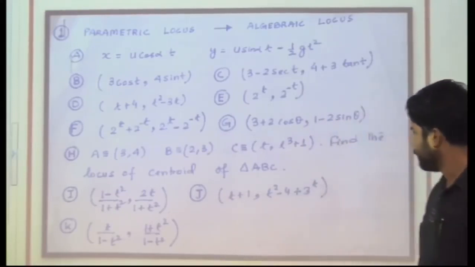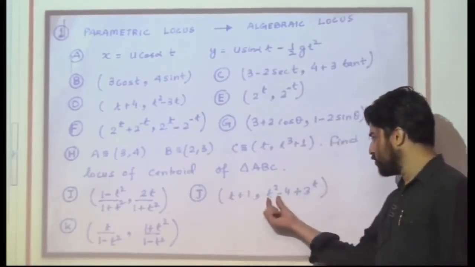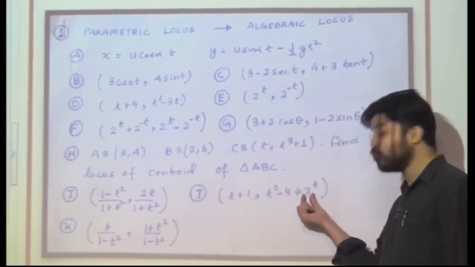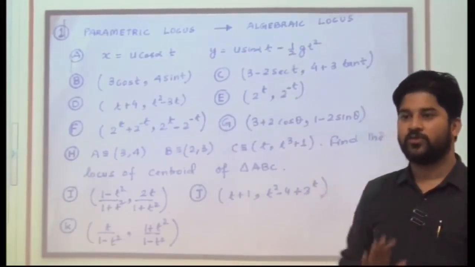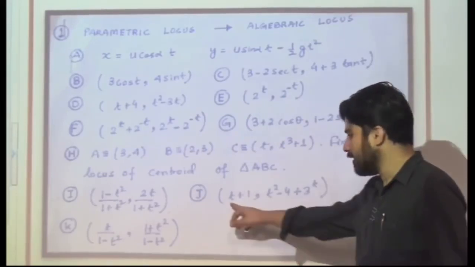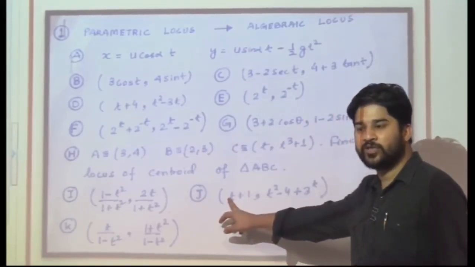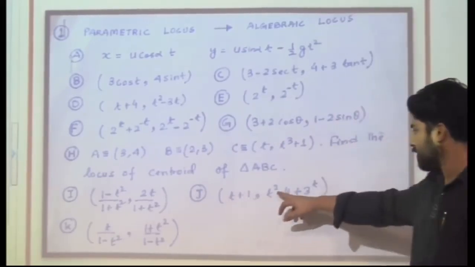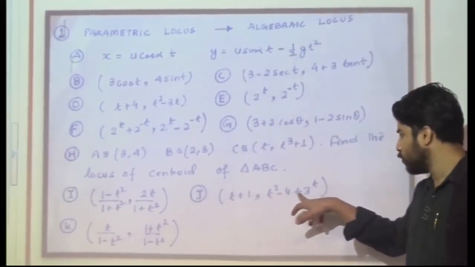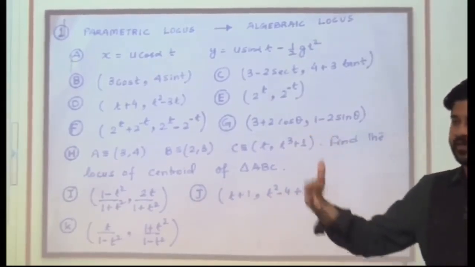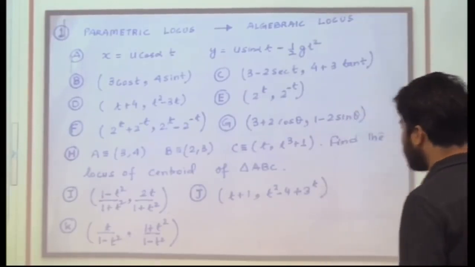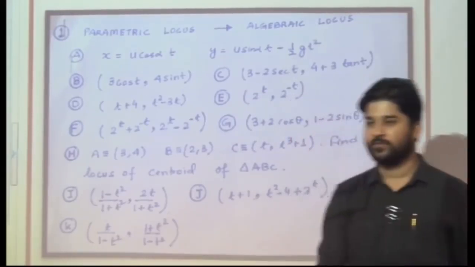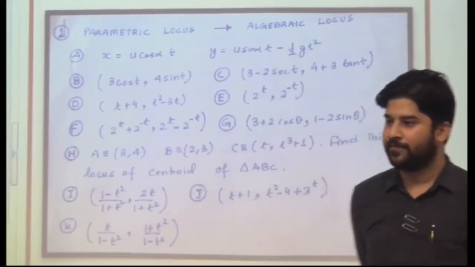Now the next part, you see t plus 1 and you see t square minus 4 plus 3 to the power t. No rocket science required, simple. x is t plus 1, so t is x minus 1. So replace: (x minus 1) whole square minus 4 plus 3 to the power x minus 1. y is equal to that, right? Yes, sir. Okay.